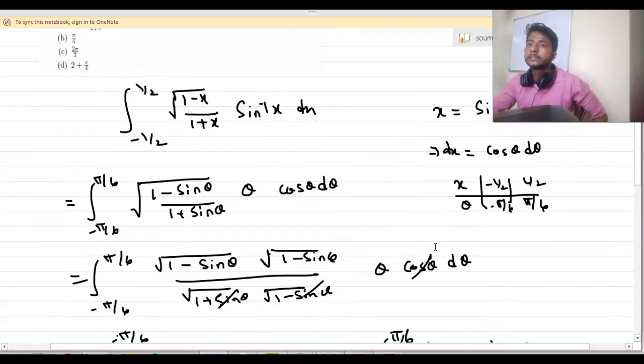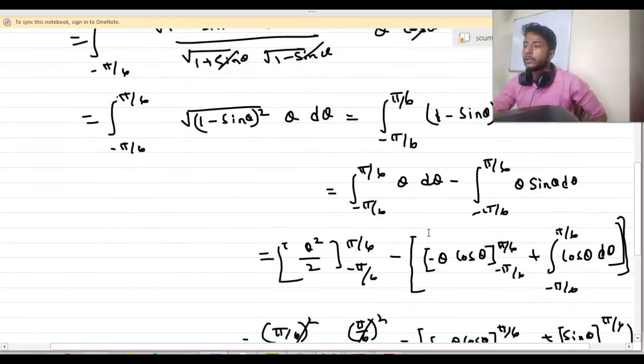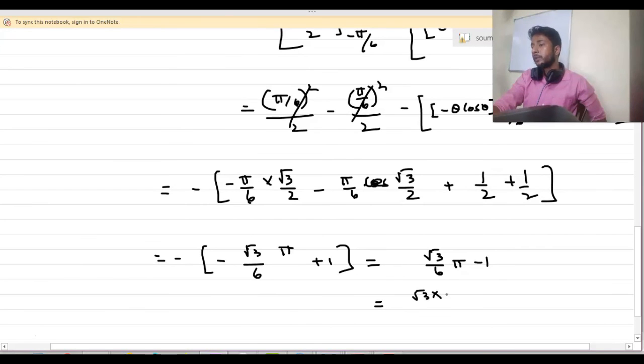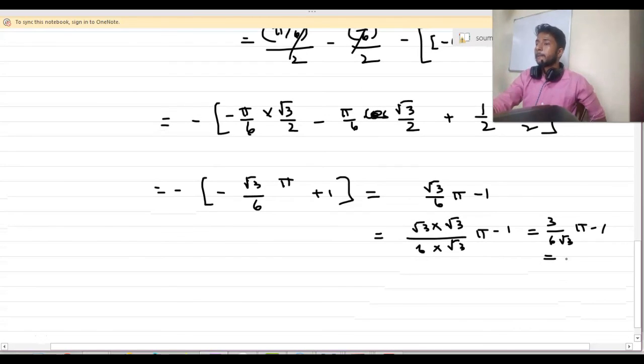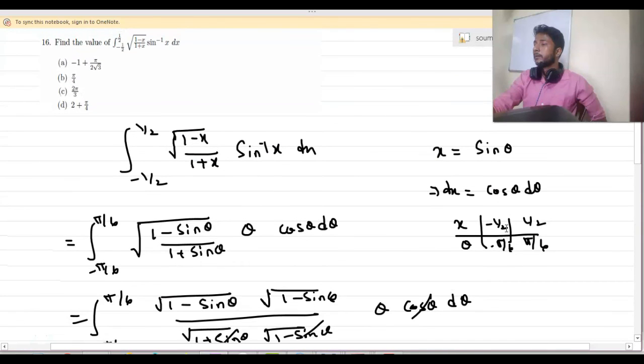Let us see the options. Now I also can write it as root 3 into root 3 by 6 into root 3 pi minus 1, so I can write it as 3 by 6 into root 3 pi minus 1, so I can write it as pi by 2 root 3 minus 1, right? So option A is our correct option.